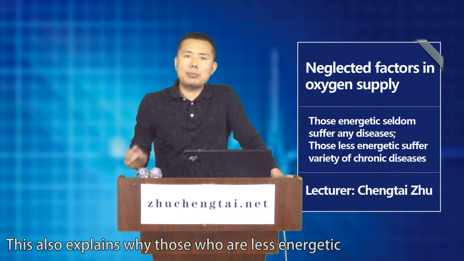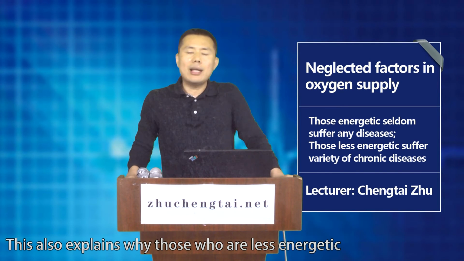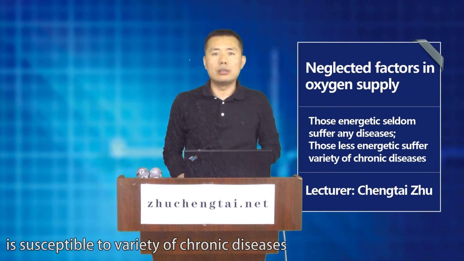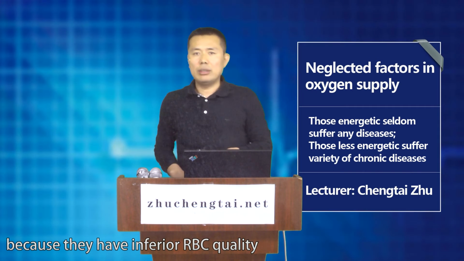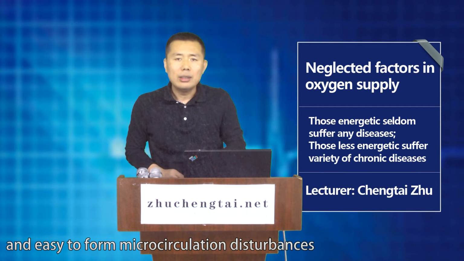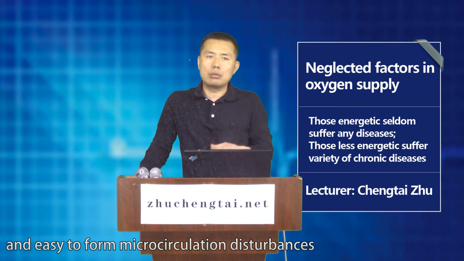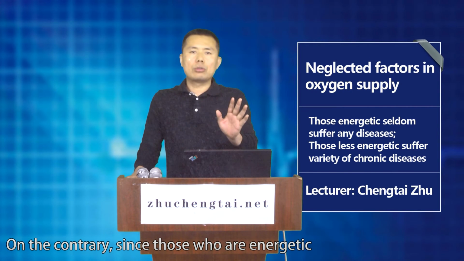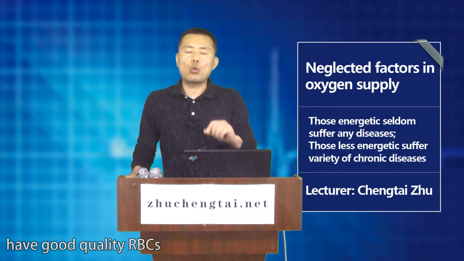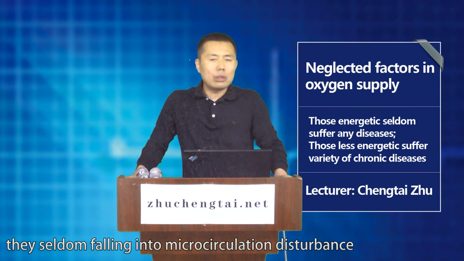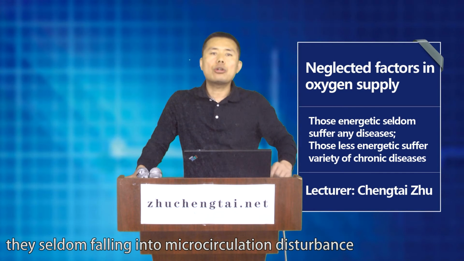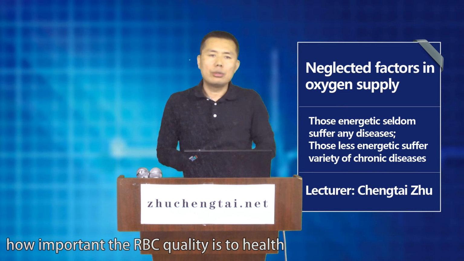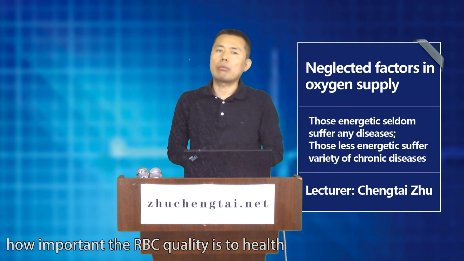This also explains why those who are less energetic are susceptible to a variety of chronic diseases, because they have inferior RBC quality and easily form microcirculation disturbance. On the contrary, since those who are energetic have good quality RBCs, they seldom fall into microcirculation disturbance. Now, you should realize how important the RBC quality is to health.